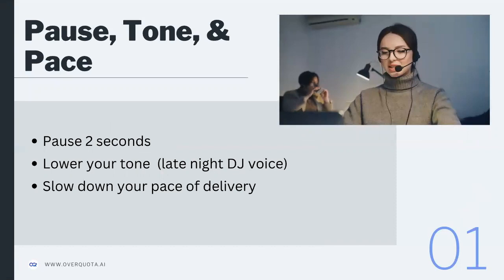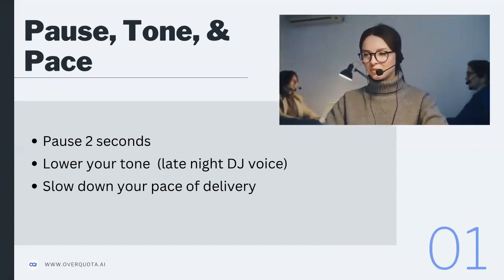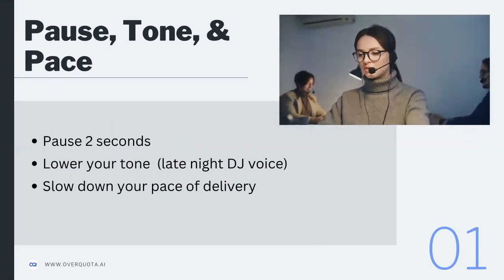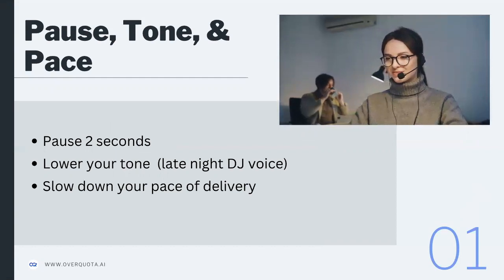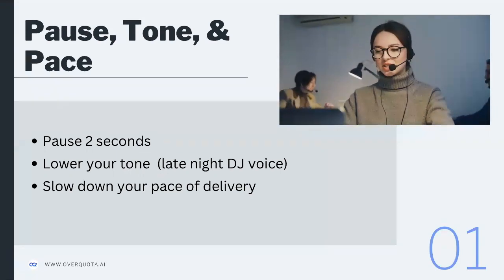All right, step number 1 is to pause. Set your tone and a slower pace. You were just hit with an objection. Take 2 seconds and be okay with the silence. Put on your late night DJ voice, which should be low and authoritative. Then calculate that slower pace.